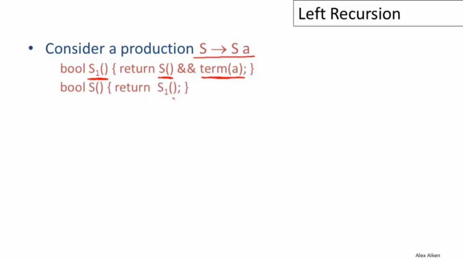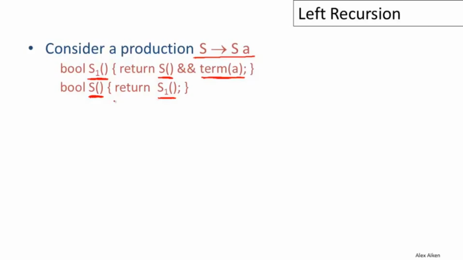And then we have to write a function for the symbol S itself. And since there's only one alternative, there's only one production for S, we don't need to worry about backtracking or anything. So S will succeed exactly when S1 succeeds. There's only one possibility in this case. And now I think you can see the problem.